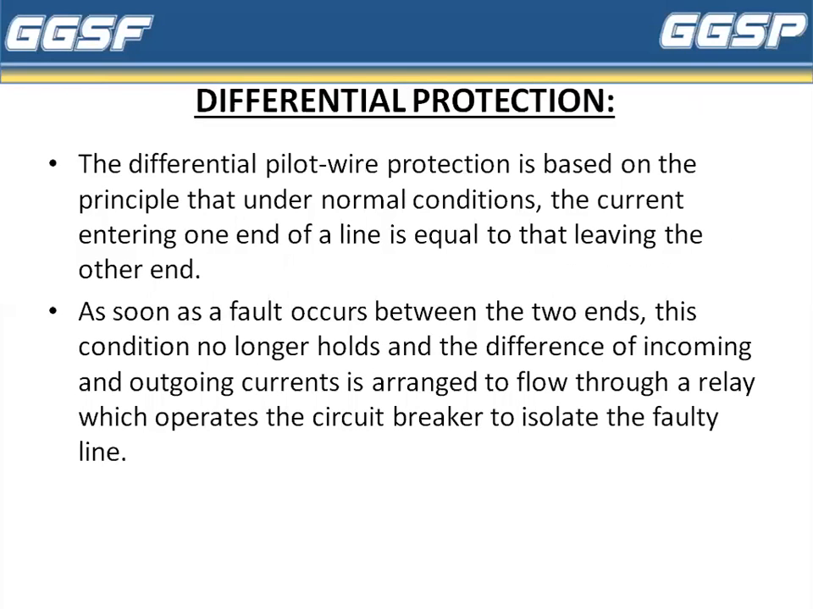Next is differential protection. The differential pilot wire protection is based on the principle that under normal condition, the current entering one end of a line is equal to the current leaving the other end. As soon as a fault occurs between the two, this condition no longer holds, and difference of incoming and outgoing current is arranged to flow through a relay, which operates the circuit breaker to isolate the faulty line.